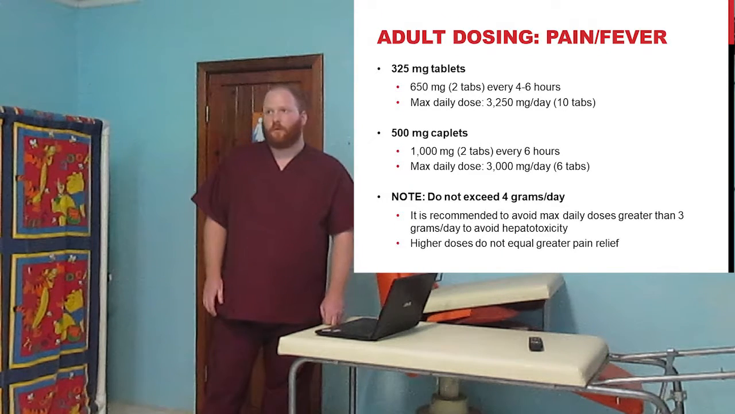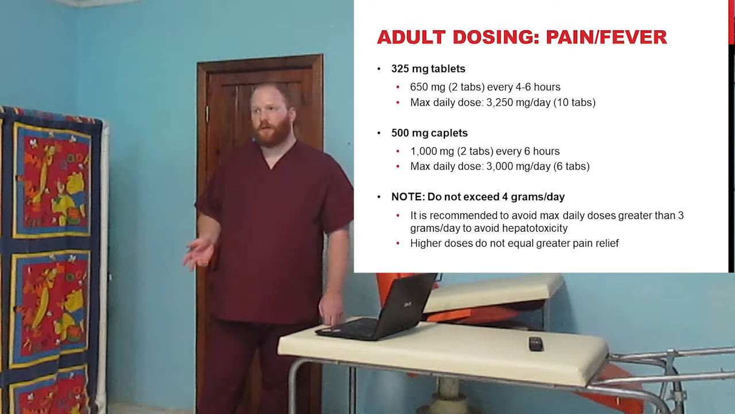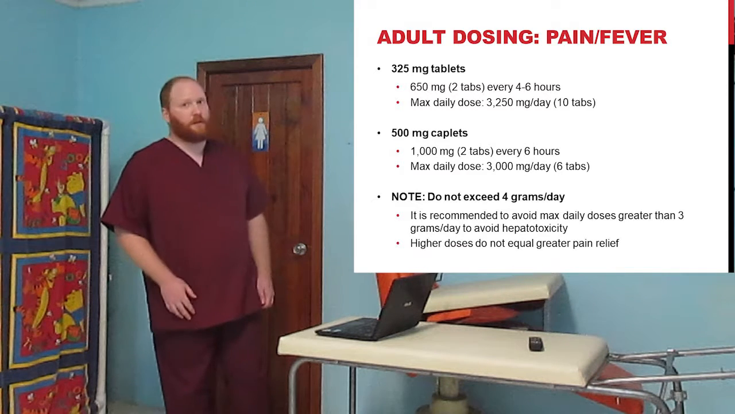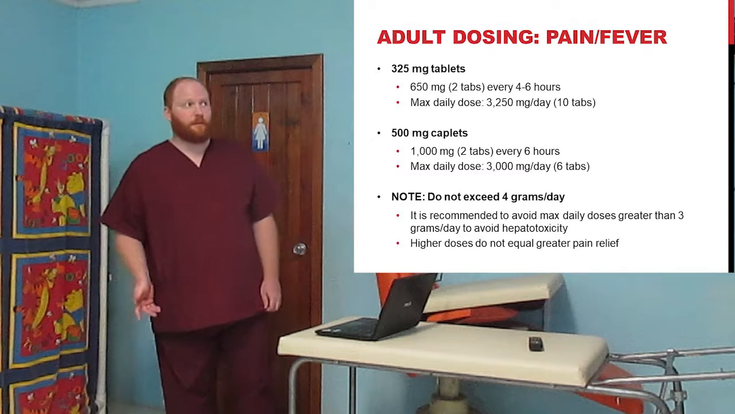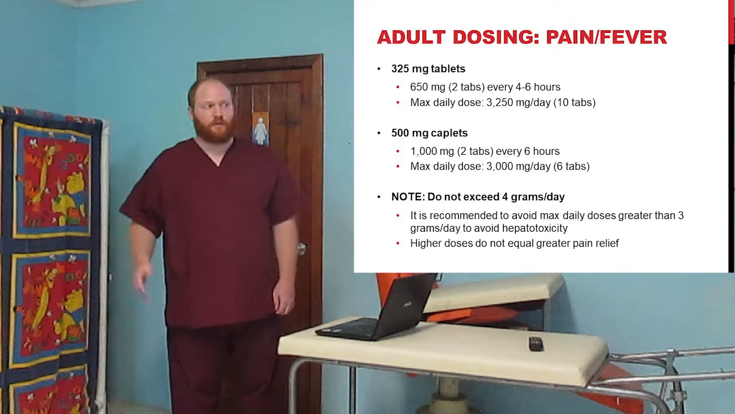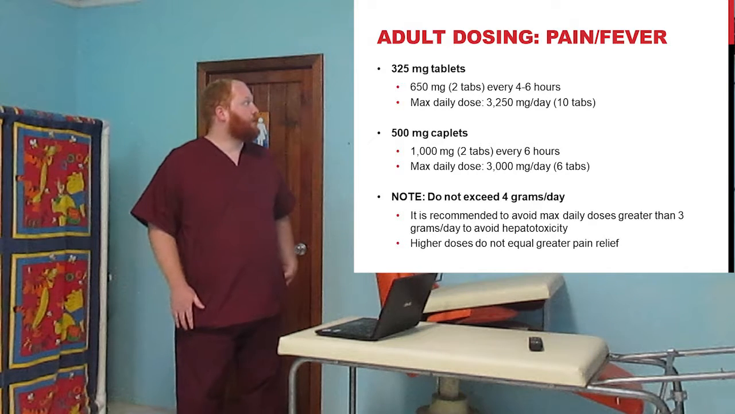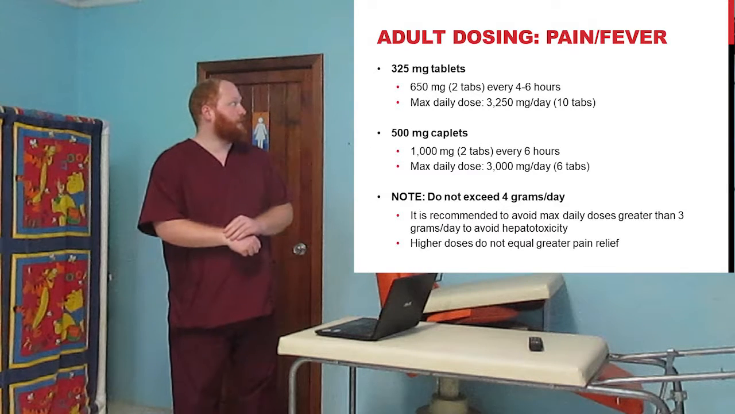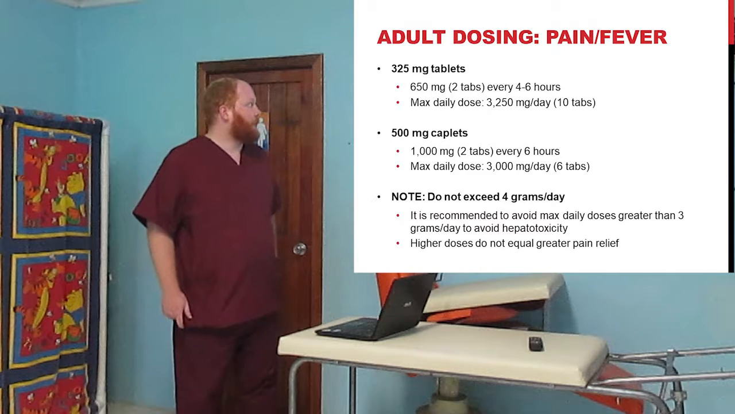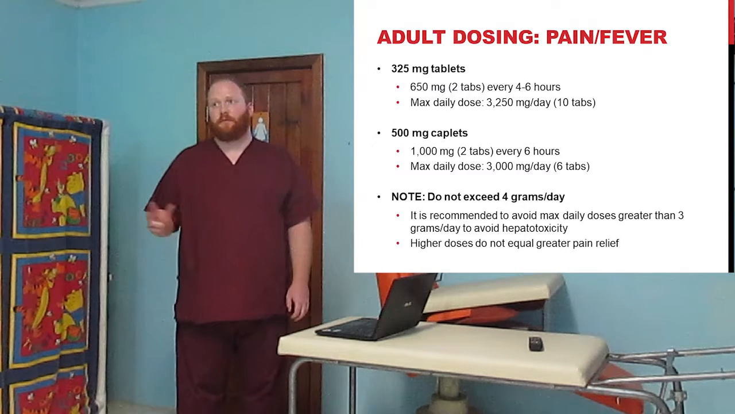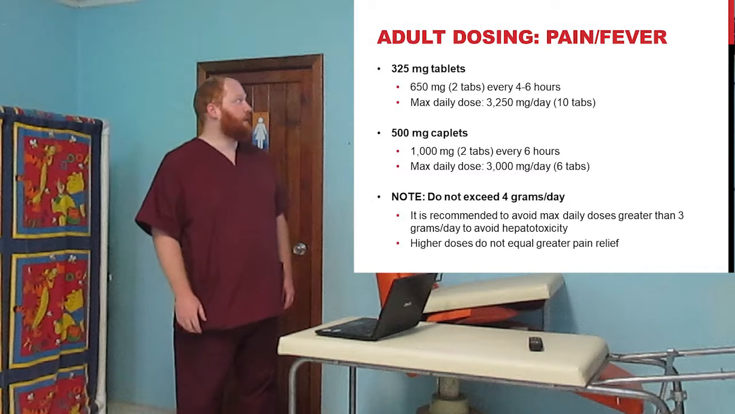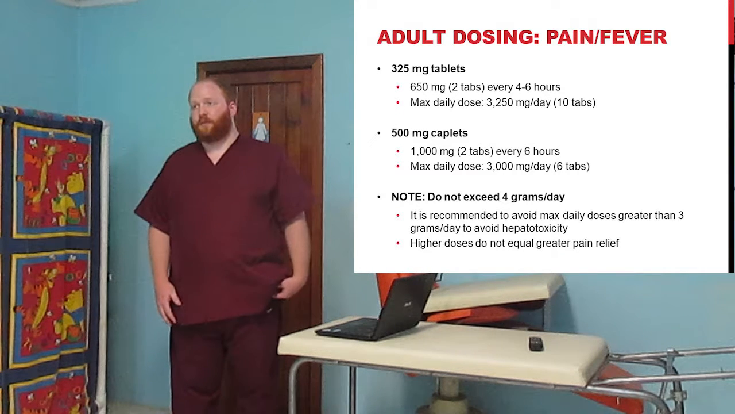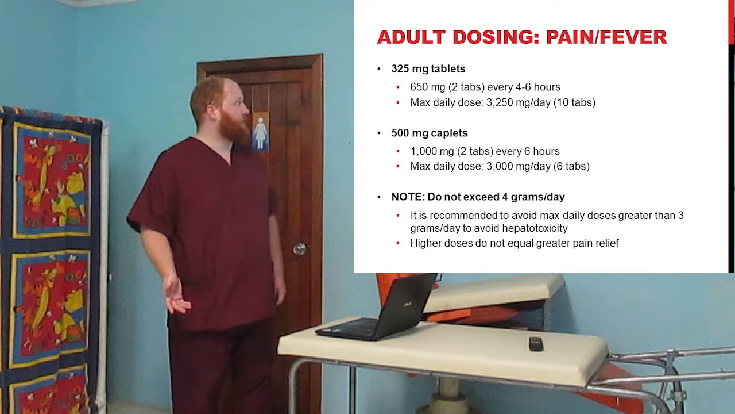For adult dosing, for both adults and children, the dosing for fever and pain are the same. With the 325 milligram tablets for adults, you take two tablets, or 650 milligrams, every 4 to 6 hours, and that would be 650 milligrams per dose, and then there's a max dose of 10 tablets, or 3,250 milligrams per day. And then with the 500 milligram caplets, it's similar: two caplets, only every 6 hours, there's no 4 hour frequency indicated, and that would be 1,000 milligrams every 6 hours. And that also is the max dose of 3,000 milligrams per day, or six tablets or caplets.